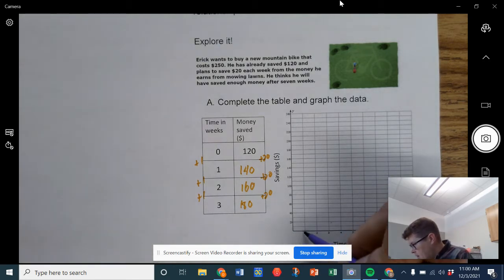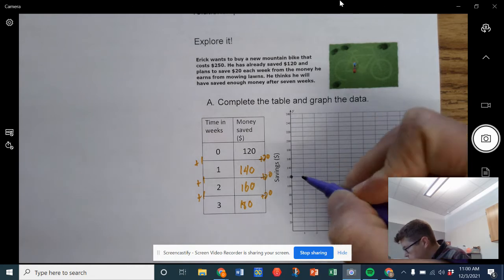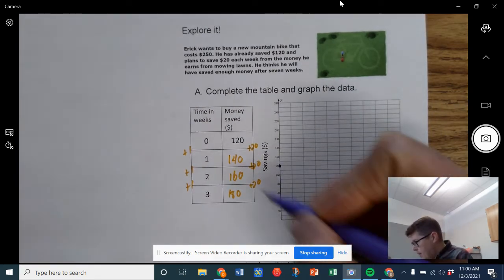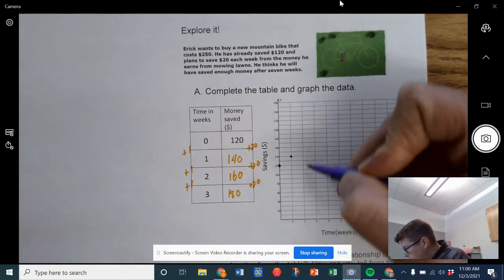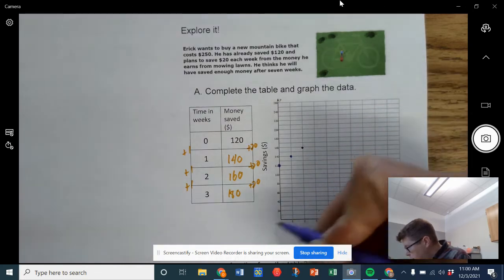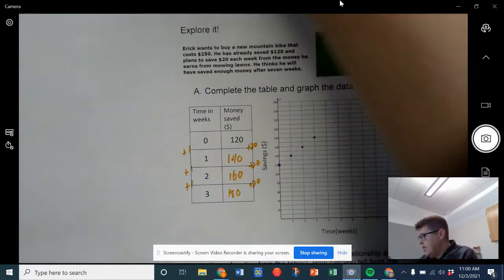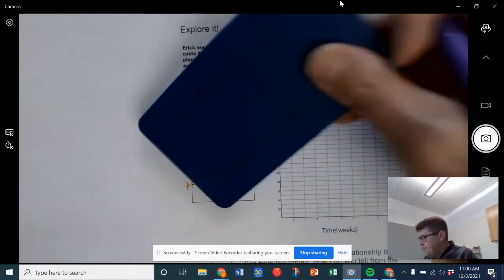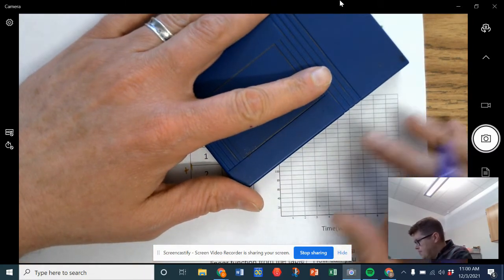So let's graph this. After 0 weeks, he's got 120, so we'll start right there. That's our y-intercept. And then 1 and 140, 2 and 160, 3 and 180, right there. And that's all the data we have, but we can extrapolate from here.